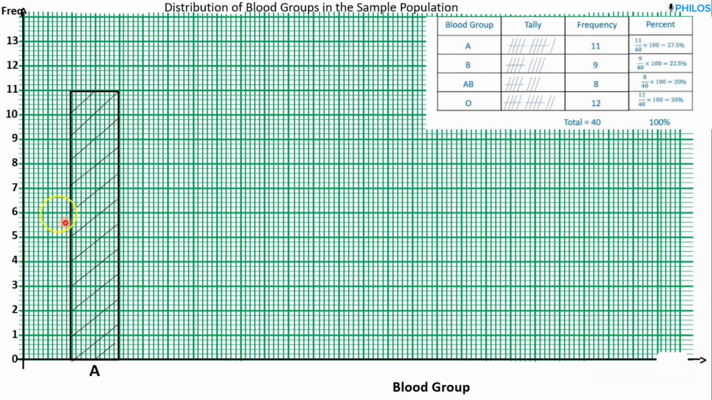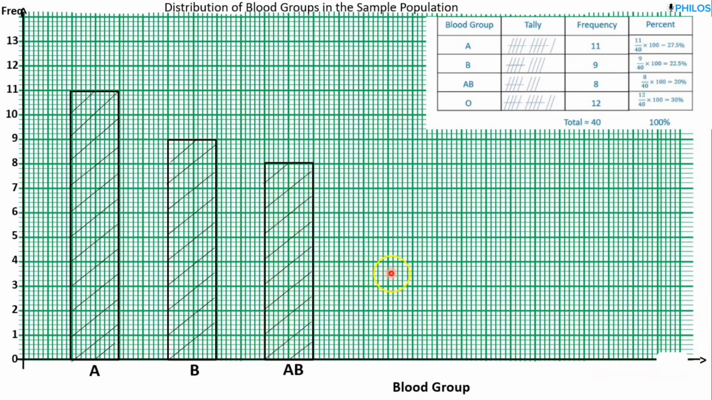Okay. Then we go to group B, which has frequency of 9. So we draw it up to 9. You see that? So that's B. So we shade the box. Then let me leave another 2 columns and then draw for blood group AB. Now the frequency for blood group AB is 8, right? So we draw it for up to 8. So that's AB. So we shade inside also.